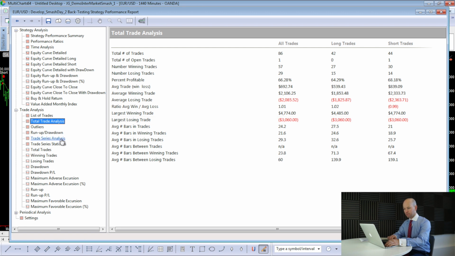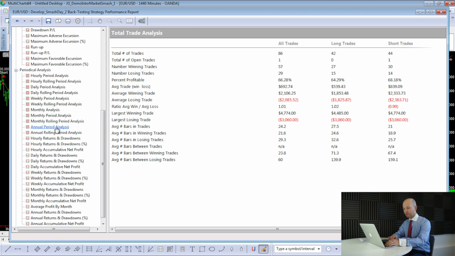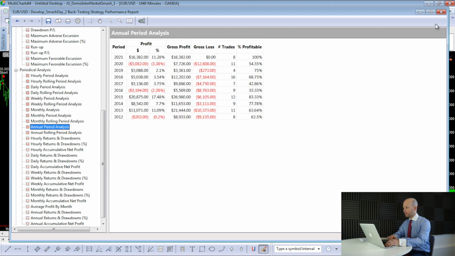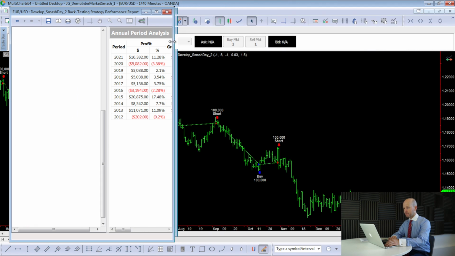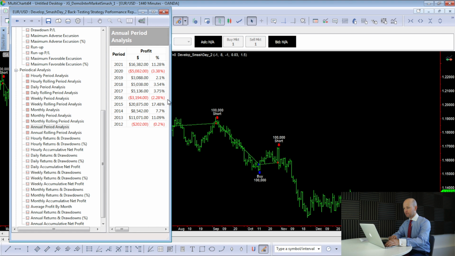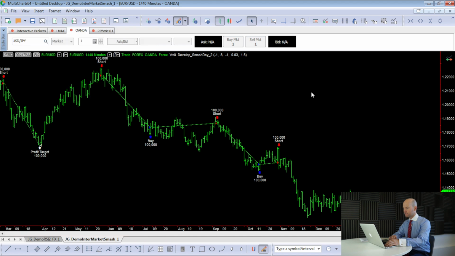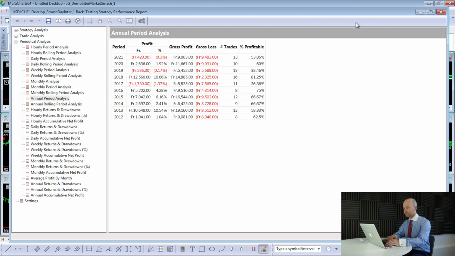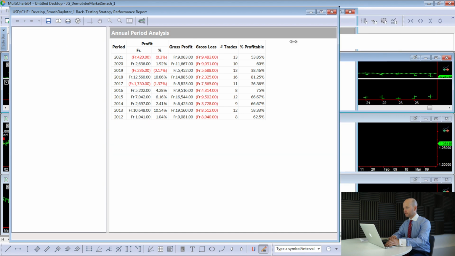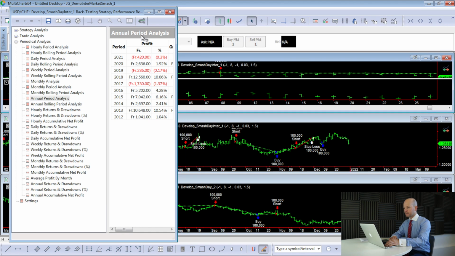Now I'm just going to show you the annual period analysis of both of the strategies. So here's the annual period analysis for just the euro dollar strategy. Let's just look at the profit. So we've got from 2012 to 2021 and you can see we've got 3 losing years. Now I'm going to compare that to the strategy on the Swiss franc. Let's see if I can move these so we can see them both.